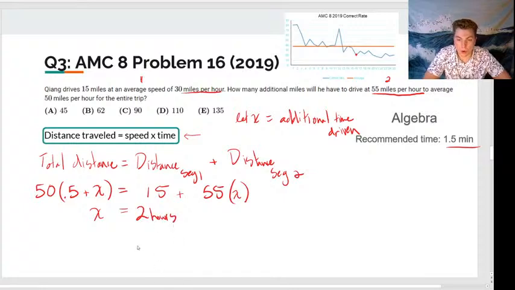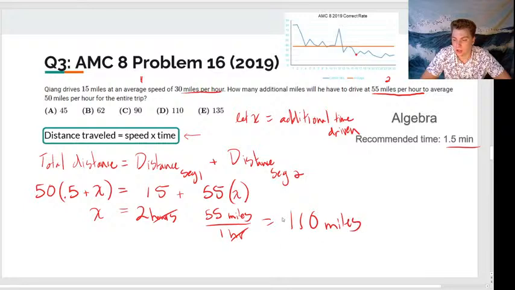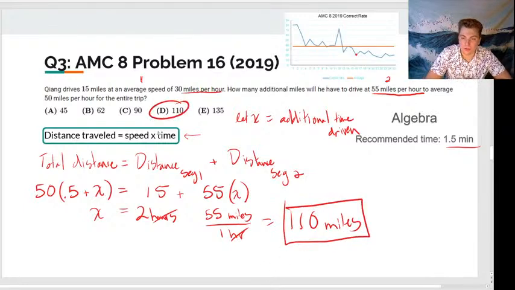Awesome. And now what are we asking for in the question? We're asking for how many additional miles, not how much longer. So we just quickly know we're going 2 hours, and we're traveling at 55 miles per 1 hour. Awesome. So cross cancel that, and we end up with 110 miles. Awesome. And that is option D right here.